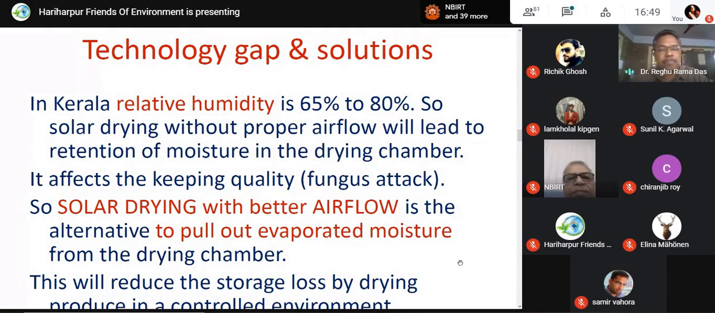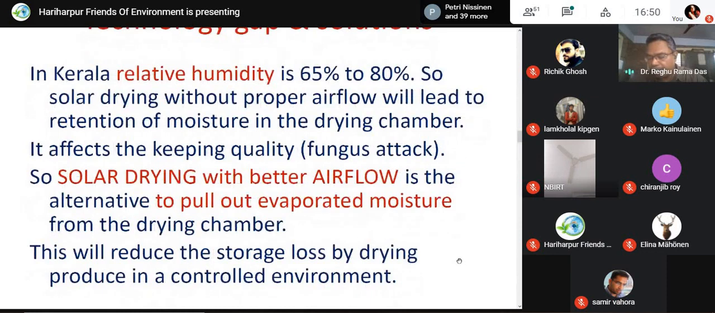So solar drying with better airflow is the alternative to pull out evaporated moisture from the drying chamber. So this will reduce the storage loss, post-harvest loss, by drying the produce in a controlled environment. That means drying in an enclosed structure with proper airflow. This can save a lot of post-harvest loss. Next slide, please.